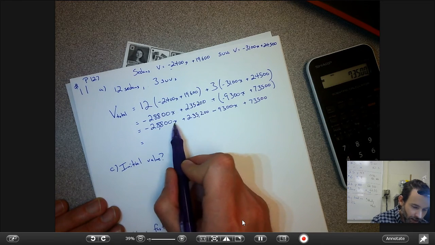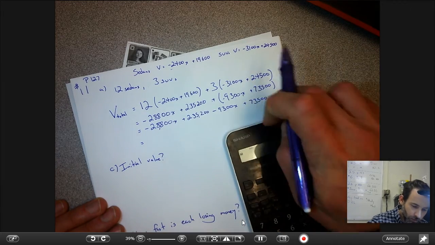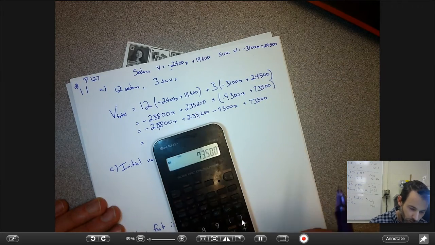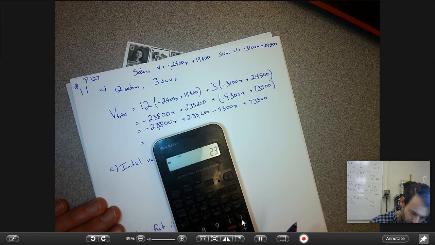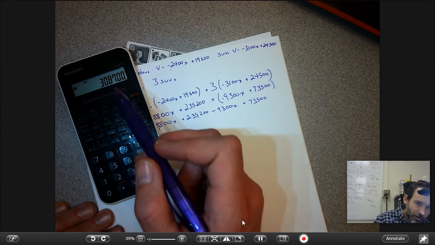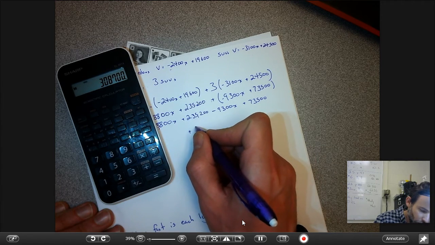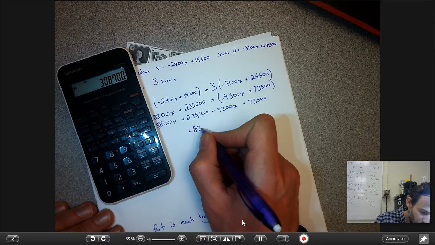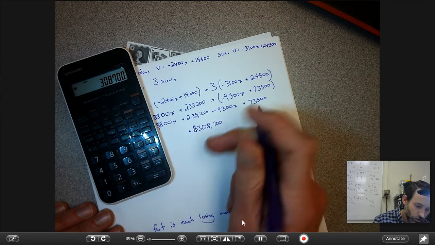So I have my x's, which are both negative, and I just add them together. And then I have my constant terms, which are both positive, and I just add them together. So plus 235,200 plus 73,500 equals, so there's how much the initial value of all the vehicles together was: $308,700.